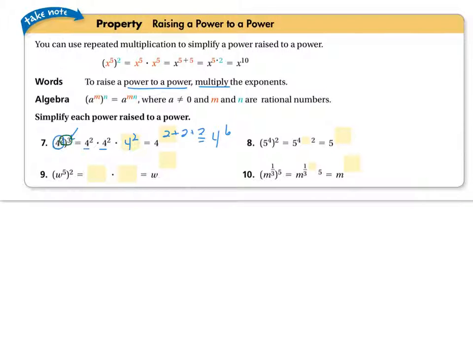Look at problem 8. 5 to the 4th is being multiplied 2 times. So instead of writing 5 to the 4th times 5 to the 4th, we're going to do 5 to the 4th times 2, which is 5 to the 8th.